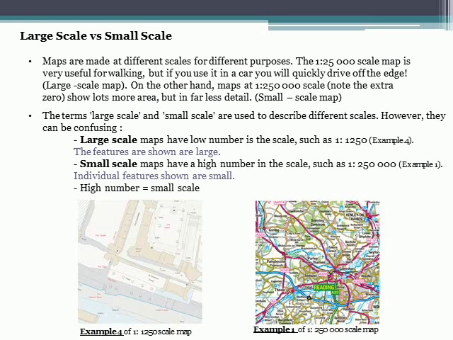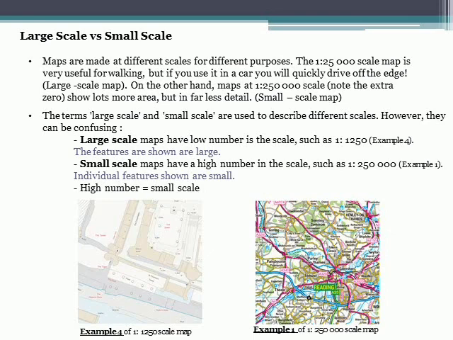Large scale versus small scale. Maps are made at different scales for different purposes. The 1 to 25,000 scale map is very useful for walking, but if you use it in a car, you will quickly drive off the edge. So this is a large scale map. On the other hand, maps at 1 to 250,000 scale, note the extra zero, the first one was 25,000, show lots more area, but in far less detail. So this one is a small scale map.